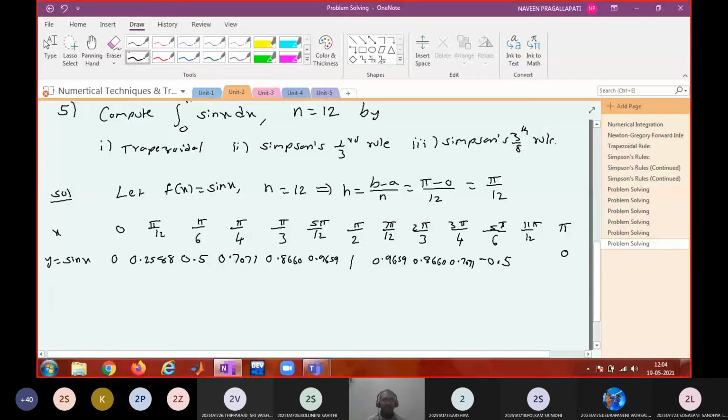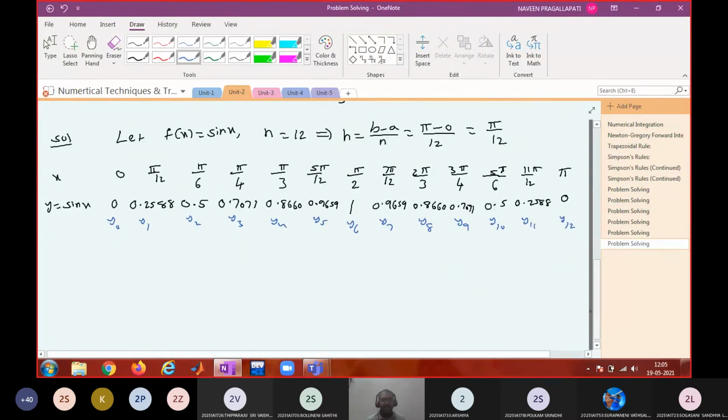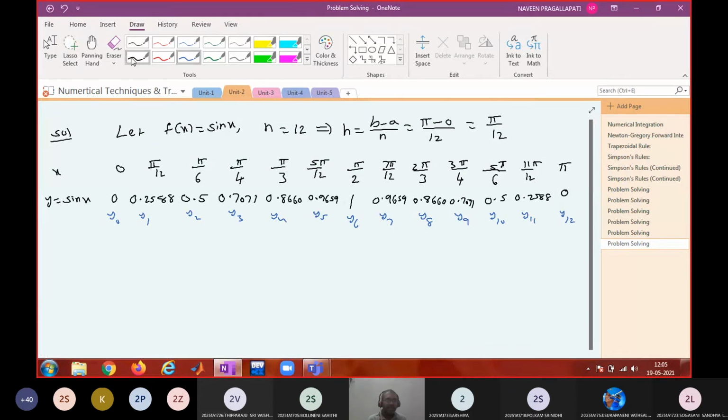5 pi by 6, is that correct? I think there is a mistake, it is 0.5. This is pi minus pi by 12, by symmetry 0.2588, sir. So the values are in a symmetric way, right? Just give the notation y0, y1, y2, y3, y4, y5, y6, y7, y8, y9, y10, y11, y12. I will write the formula, and you directly tell the answer.